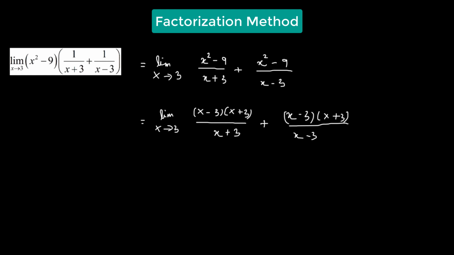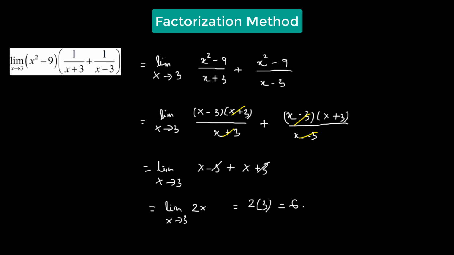So here we are going to get rid of the common factors from both the numerator and the denominator, and that will leave us with limit x going to 3. We have x minus 3 plus x plus 3. So the 3 and negative 3 will cancel out, and that will leave us with limit x going to 3 of twice x, and using the limiting value of x, we have 2 times 3, which is equal to 6. So this is going to be the limiting value of the given function when x approaches 3.